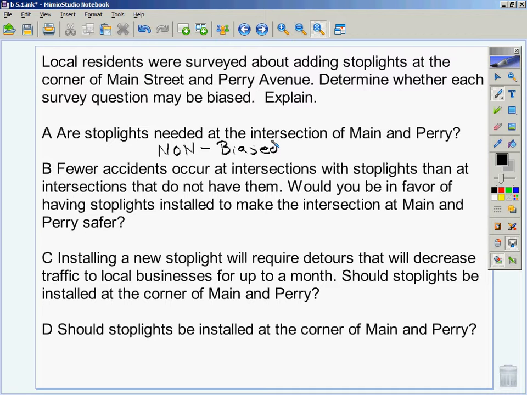Biased or non-biased? Biased. Definitely biased. They're definitely trying to get people to say, I think there needs to be a traffic light at that corner. Installing a new stoplight will require detours that will decrease traffic to local businesses up to a month. Should stoplights be installed at the corner of Main and Eric? Bias. One's in favor. This one is what? Not in favor. This one's against.